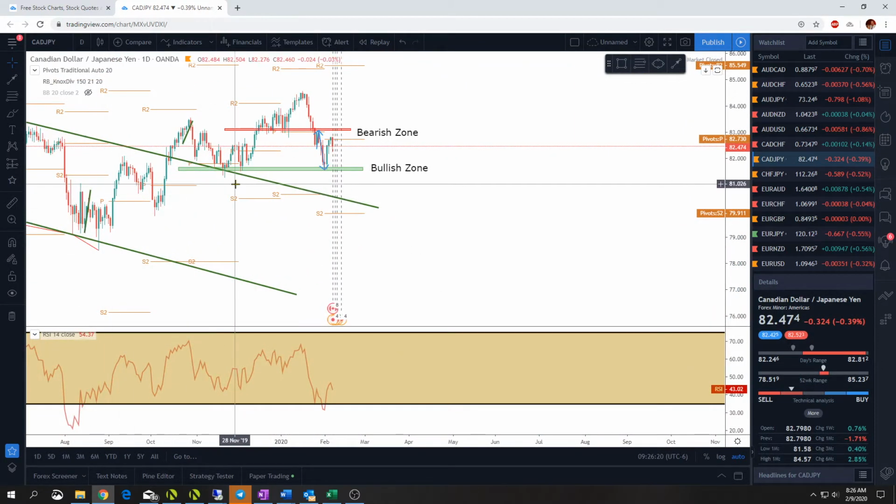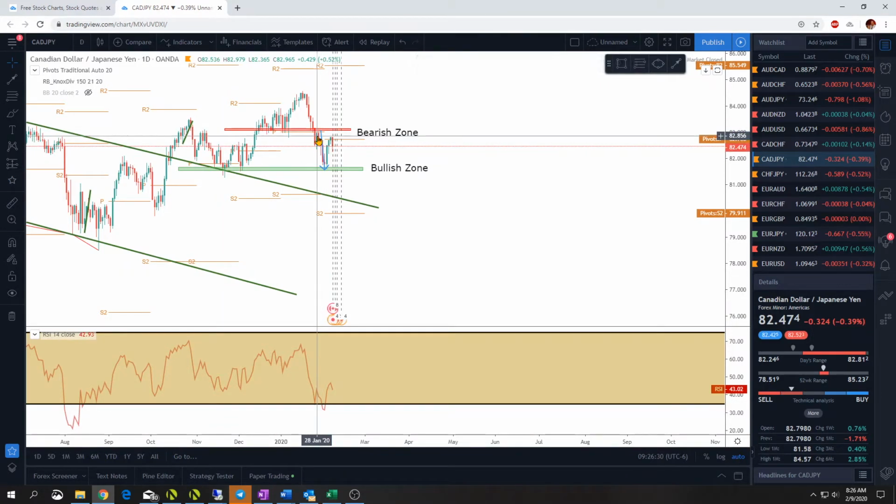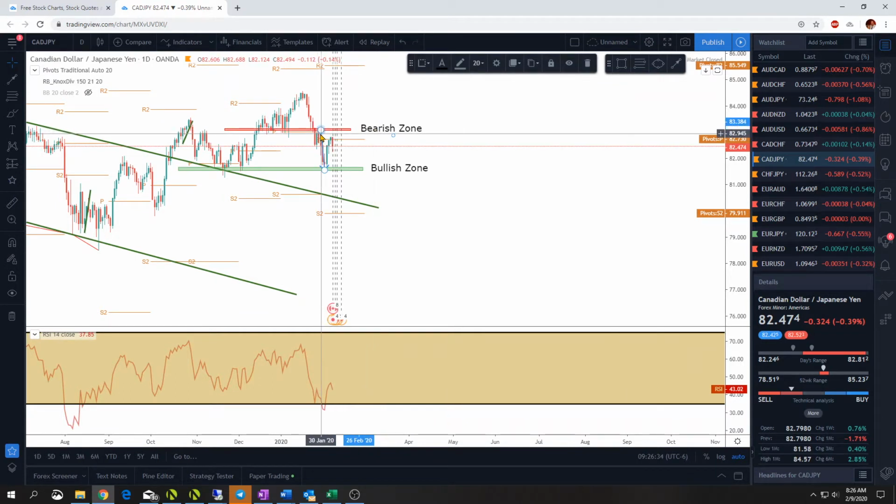Canadian JPY. You can see what we predicted here last week came true. We had a little pullback. Let me get these arrows out of the way. We had a pullback to our bearish zone, and then bam, dropped all the way to our bullish zone, bounced. Now, is this where we get bearish?